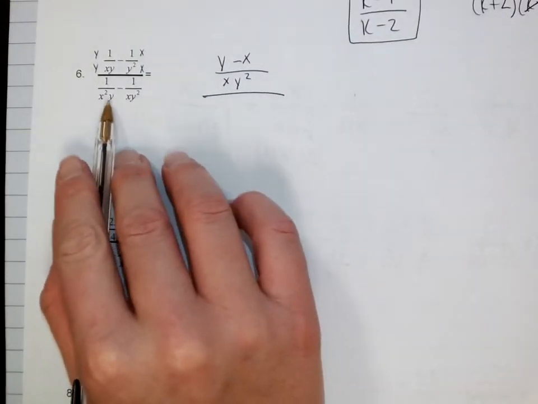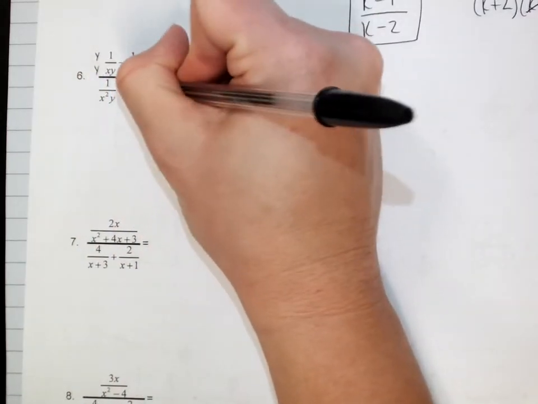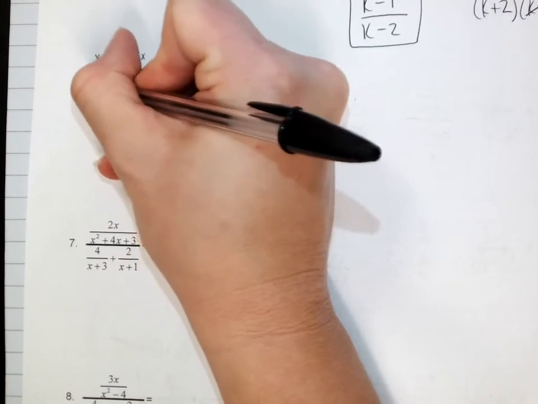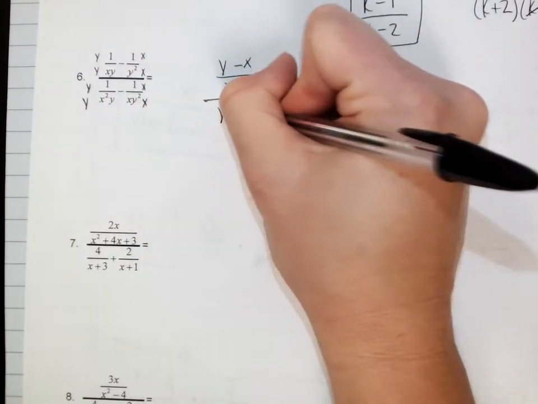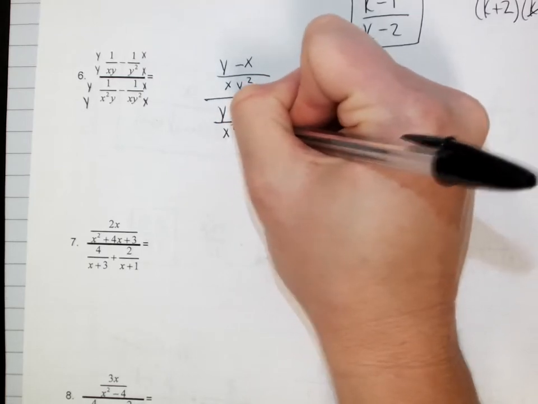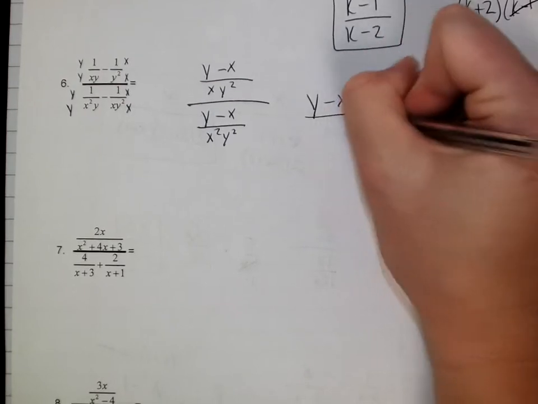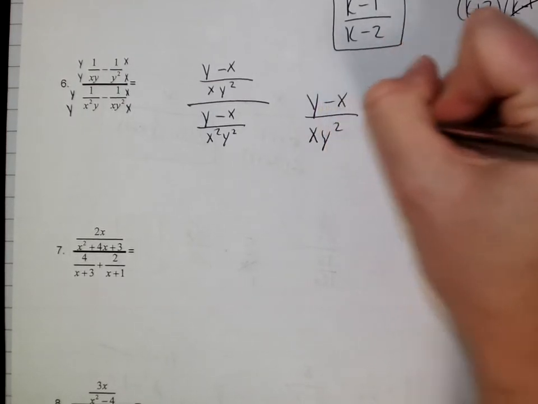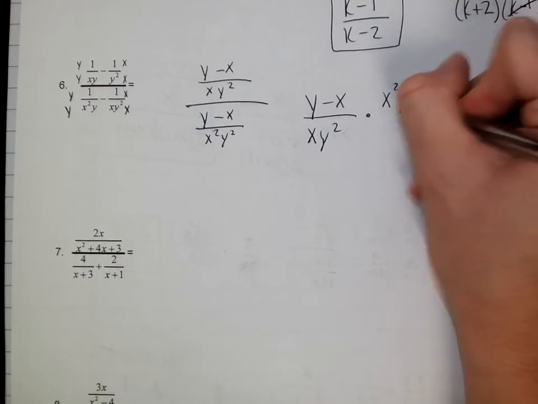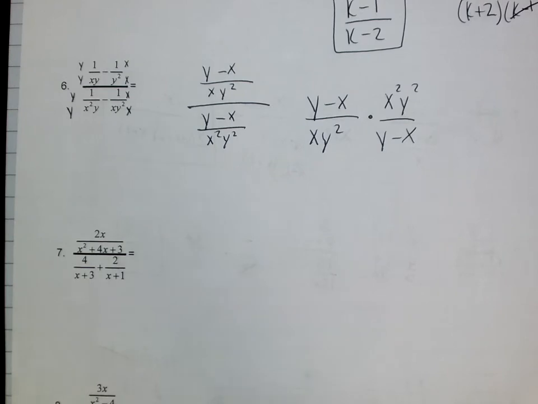Here, kind of similar thing. This one has an x squared, this one has an x, so it needs another x. This one has a y squared, this one just has a y, it needs another y. That becomes y minus x over x squared y squared. Again, when I flip this one, y minus x over xy squared times x squared y squared over y minus x. This is such a fun question.